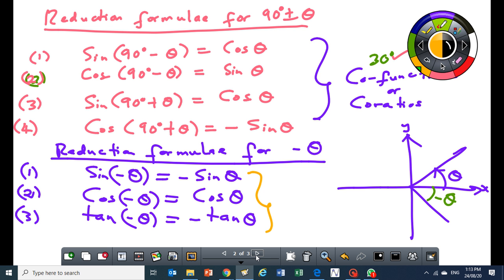Understand the concepts in terms of your CAST diagram. The CAST diagram is very, very important for you to understand your reduction formula. So in the coming days, when you go home, you sit down and look at your reduction formula, your co-ratios, your reduction formula for negative angles. The only way is for you to sit down and memorize. Any question?